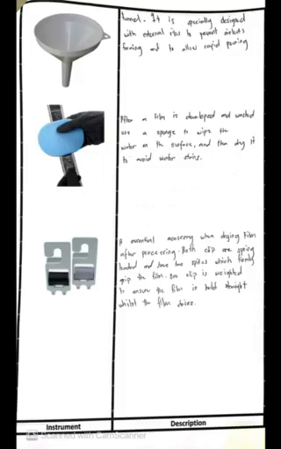Film sponge. After a film is developed and washed, use a sponge to wipe the water off the surface and then dry it to avoid water stains. Film clips, an essential accessory when drying film. After processing, both clips are spring-loaded and have two spikes which firmly grip the film. One clip is weighted to ensure the film is held straight while the film dries.